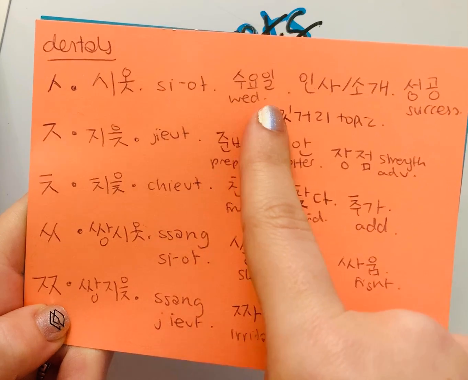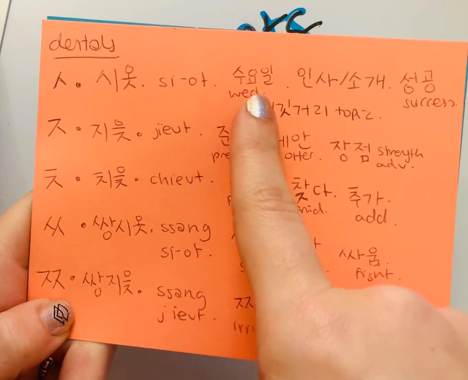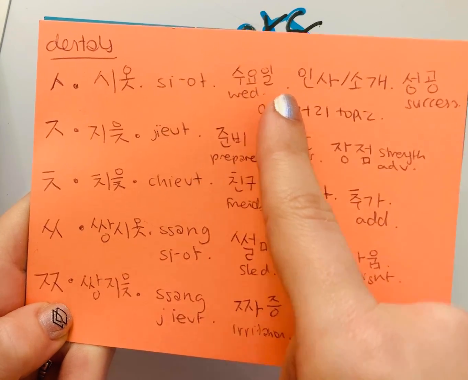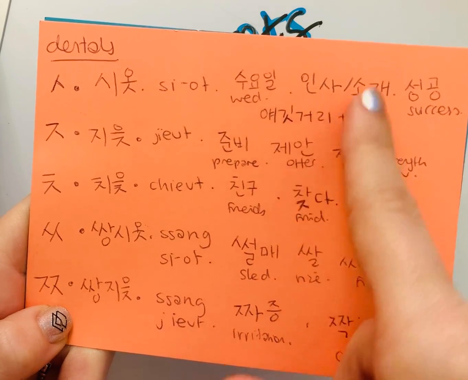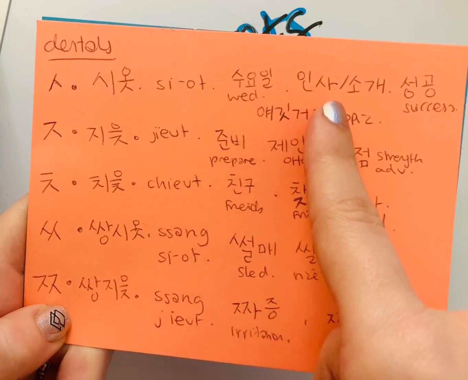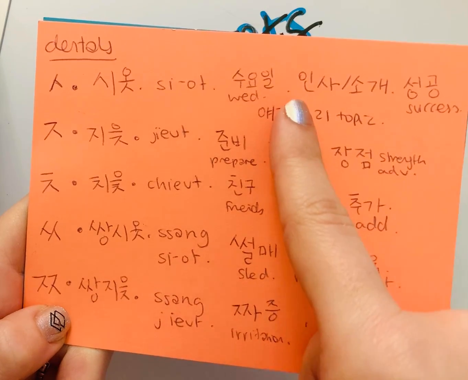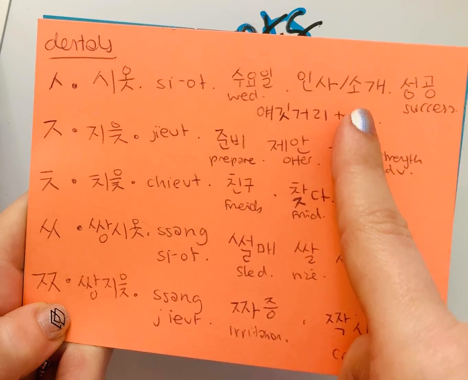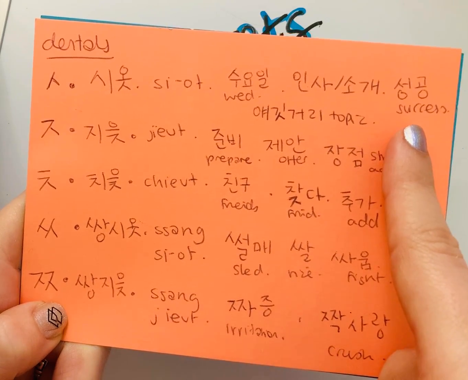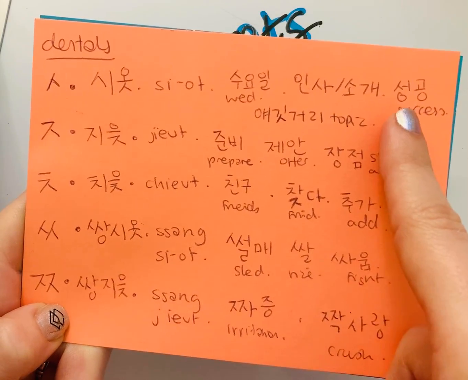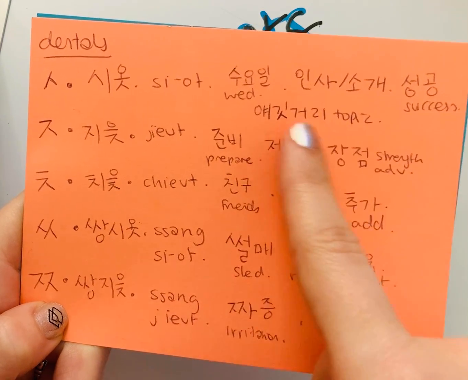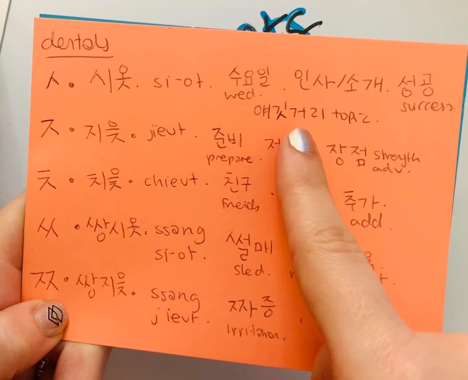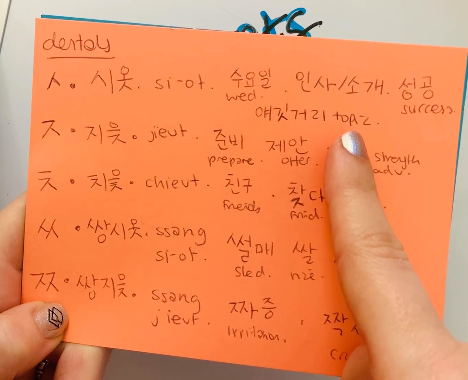We have it in words like the one for Wednesday, suyoir. The ones for insa, meaning an introduction. Insa, like insa hae juseyo, introduce yourself. Or soge, an introduction. Also in words like the one for success, songgong. And as a T in a word like yegitgori, the one for topic.